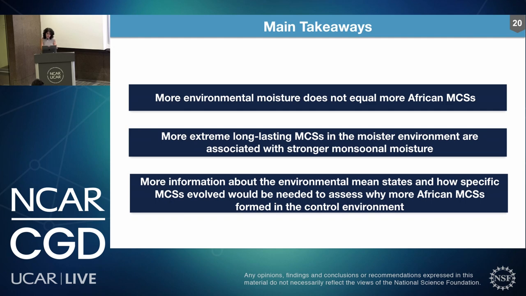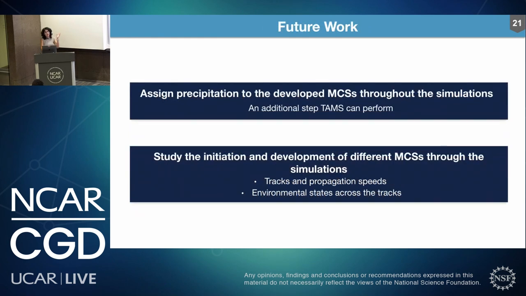But we still have one question to answer, and we will need to evaluate more variables for this. It is basically why more MCSs formed in the control environment instead of the moist, for example. And this is part of the future work. This is another step that TAMS can do. We can study specific MCSs, assign precipitation, track them, and see where they are situated in terms of the variables that are affecting them, such as the African easterly jet or the West African monsoon.